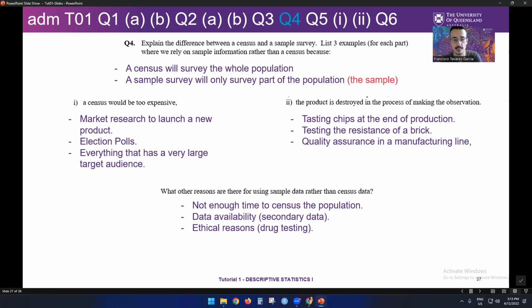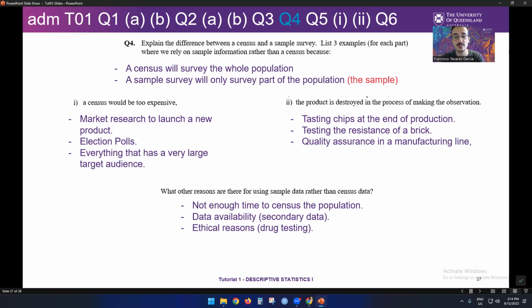The other thing I listed here, data availability. Sometimes you might use secondary data, for example, GDP numbers. Sometimes you can just jump in and grab data that is ready from the ABS, the Australian Bureau of Statistics, or the RBA, the Reserve Bank of Australia. These are data that are available for everyone. You just grab it and start working on it. You're not going to measure GDP yourself, right?